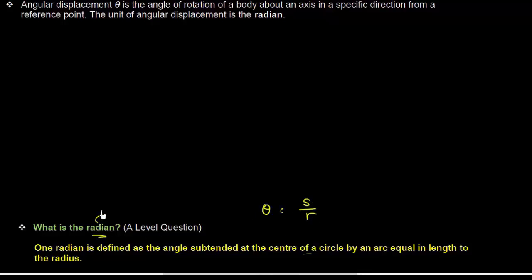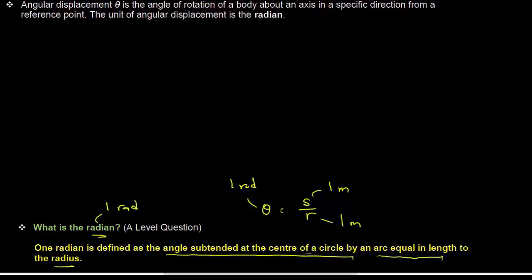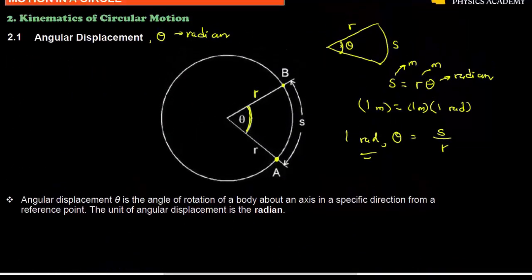Define radian means define 1 radian. 1 radian equals 1 meter divided by 1 meter, right? So S is the arc length, R is the radius. You must write this full statement here because this one came out in A level. All right, now let's look back at this one.